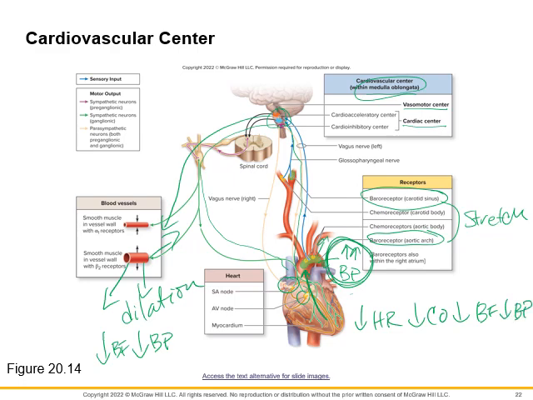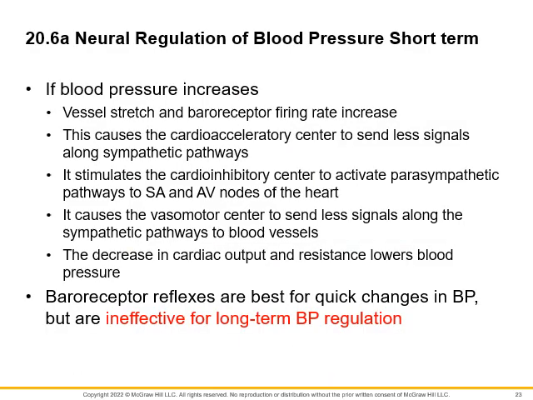Have I accomplished my task? My blood pressure was high, and now my blood pressure is low. So you could also look at if your blood pressure was too low, what could we do? We could initiate the cardioacceleratory center, and we could speed up heart rate, and we could do vasoconstriction. So here we just have the words.